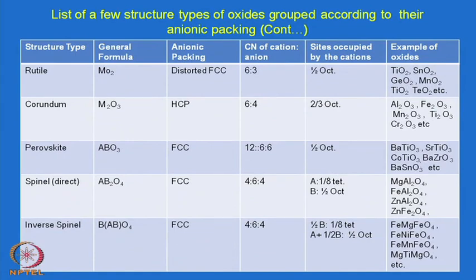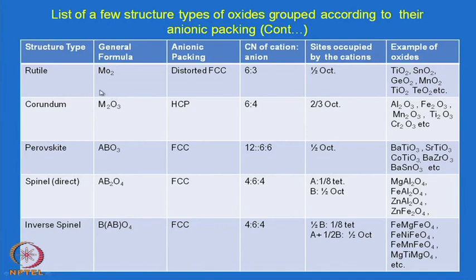To continue with this list, we have the rutile structure. This is the formula MO2 we have discussed earlier, and the compounds which crystallize in this particular structure are TiO2, SnO2, GeO2 germanium dioxide, manganese dioxide, TiO2 again. I think there is a mistake, it has been repeated, and it should be tellurium dioxide. Okay. So, this is a distorted FCC structure, it is not exactly FCC or cubic. In fact, we will see the symmetry is tetragonal, but for our purpose at this point of time it is FCC, and the coordination number of the cation is 6 and that of the anion is 3. Half the octahedral sites are occupied in this case.